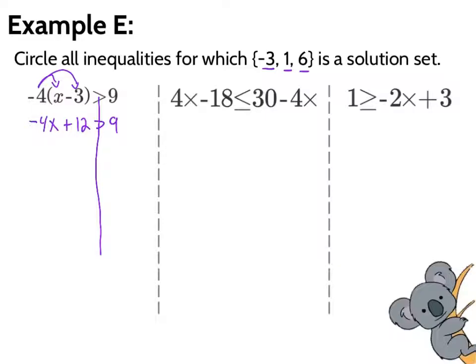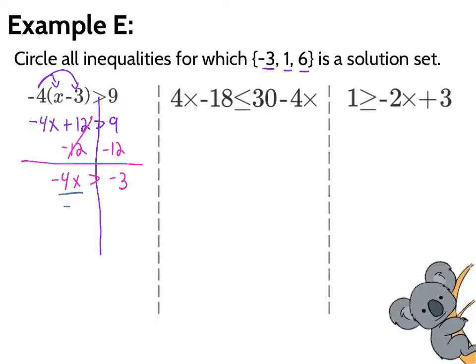Now I've got a regular two-step inequality, so I'm going to subtract my constant. +12 and -12 are going to cancel, bring down my -4x. I didn't multiply or divide by a negative, so the sign stays the same. 9 minus 12 is -3. And now we're down to our last step.